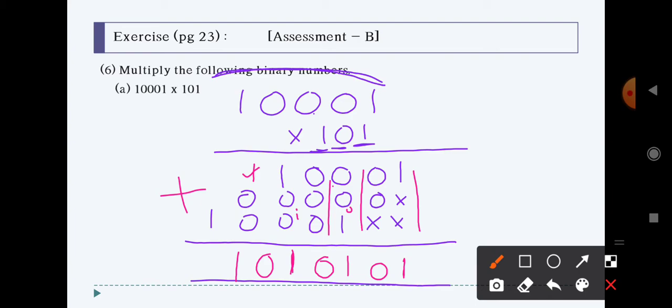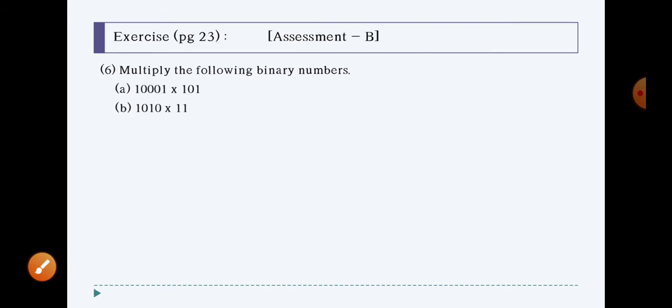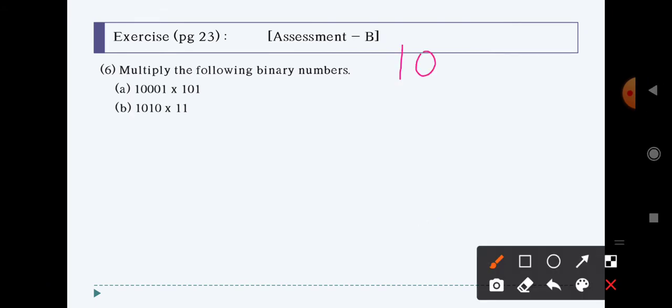Fine, after that just see the second portion. Second one is 1010 and multiply it with 11. Okay, now again follow the same procedure. Pick one digit from this portion and multiply with every digit.